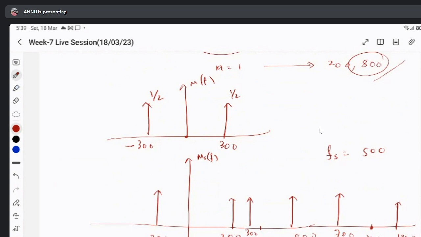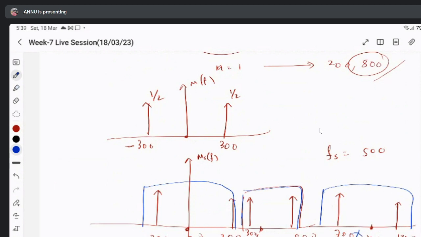When n is equal to 0, you will have this. When n is equal to 1, you will have this one. When n is equal to 2, you will have this. Only when n is equal to 0 does it have both negative and positive.